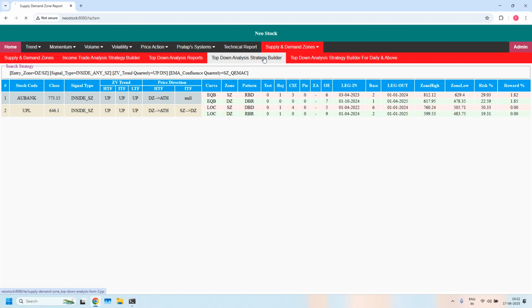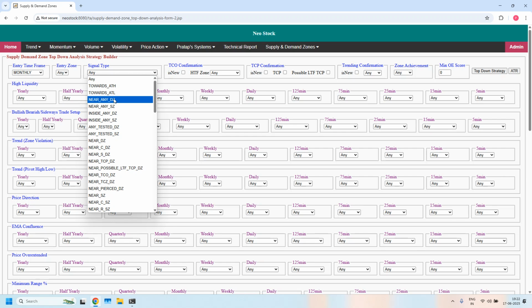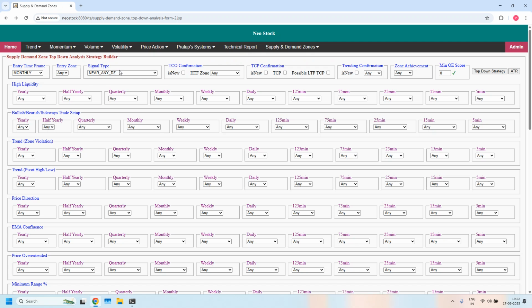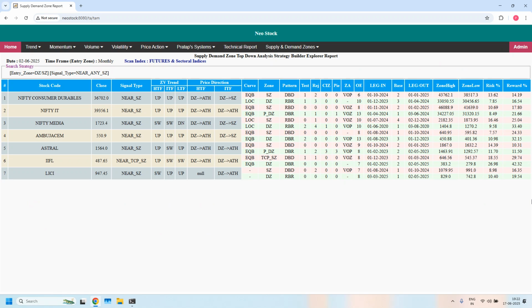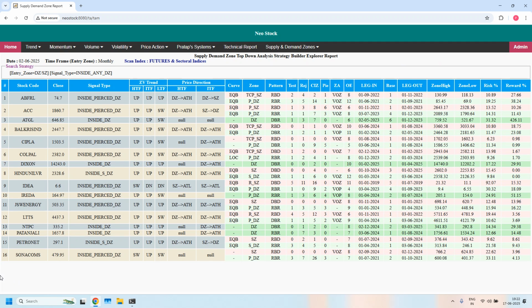Okay, next time frame is monthly. Stocks near to the monthly demand zone, we got 11 stocks. Next, stocks near to the monthly supply zone, we got 7 stocks. Next, price closed inside the monthly demand zone, we got 16 stocks.